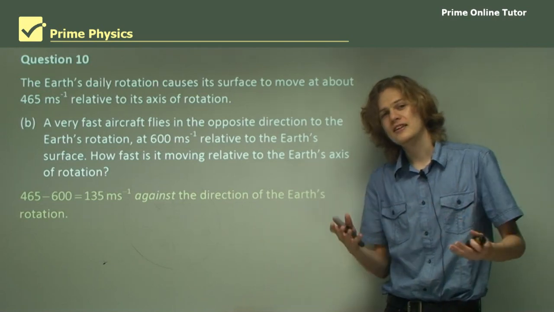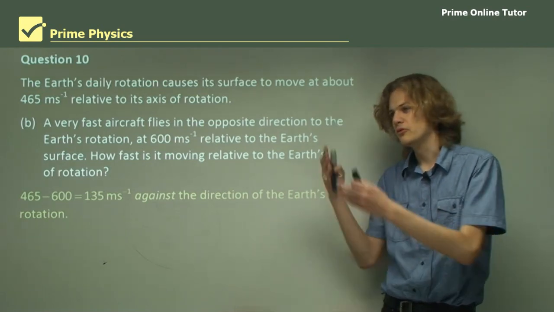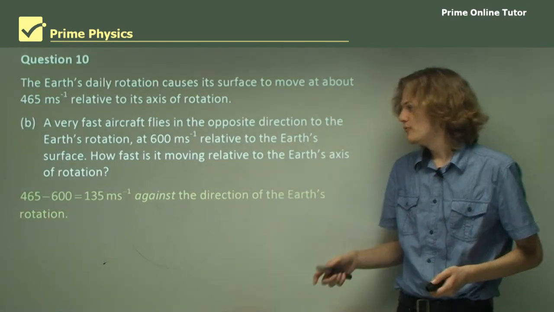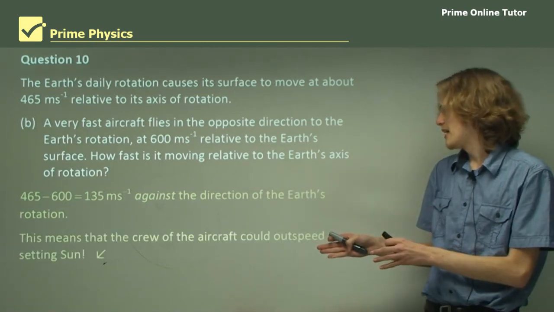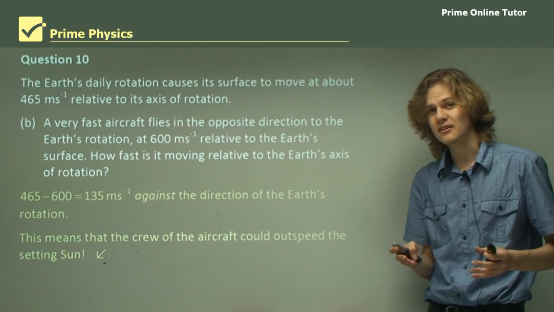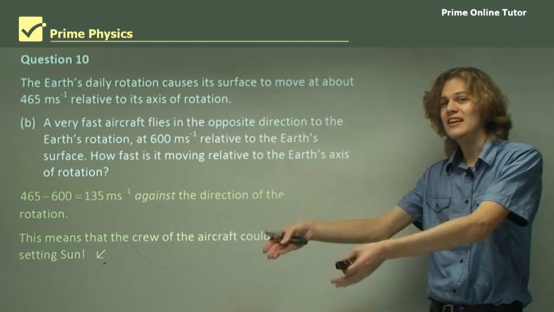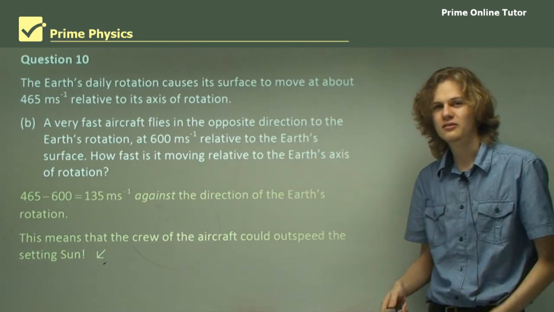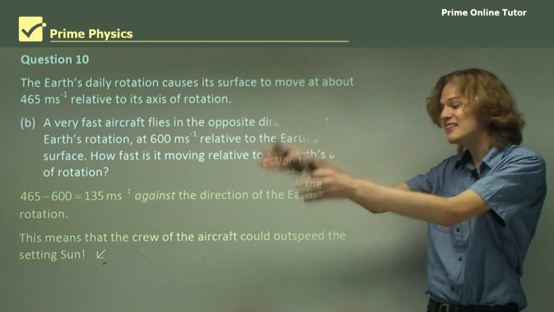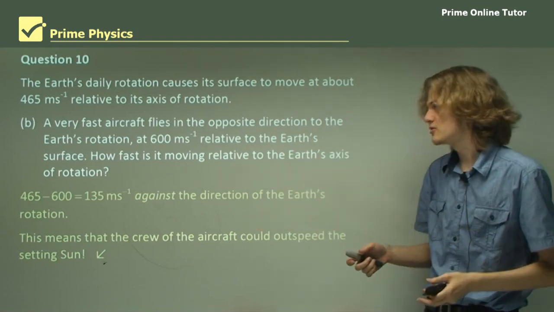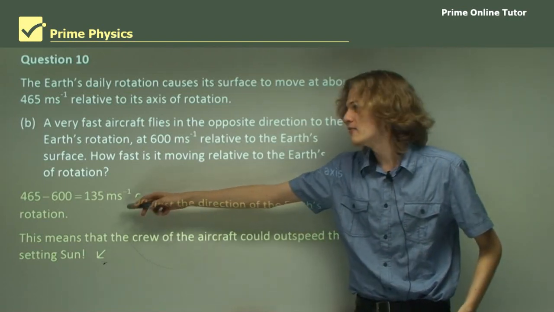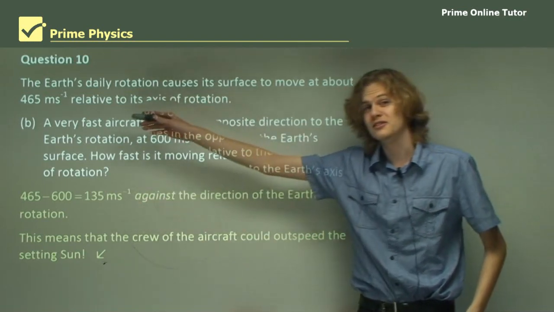And now it's the Earth's rotation that causes us to see the sun rising and the sun setting. So if you're moving against the direction of the Earth's rotation, it means that the crew of the aircraft would outspeed the setting sun. They would observe it setting in the east and rising in the west, and at a much slower rate because they're only moving at 135 meters per second rather than our 465.